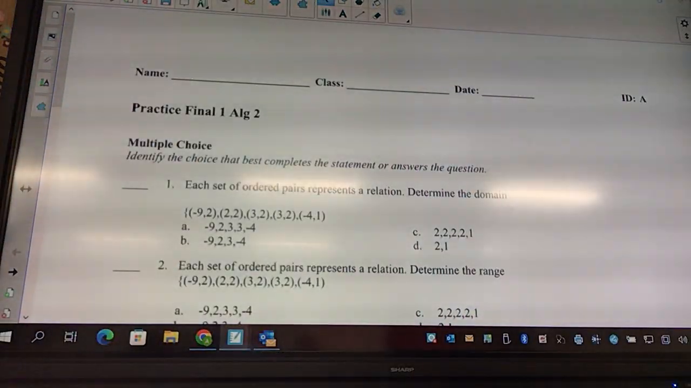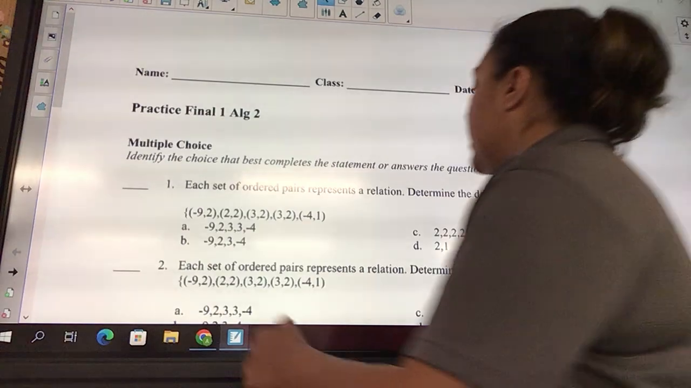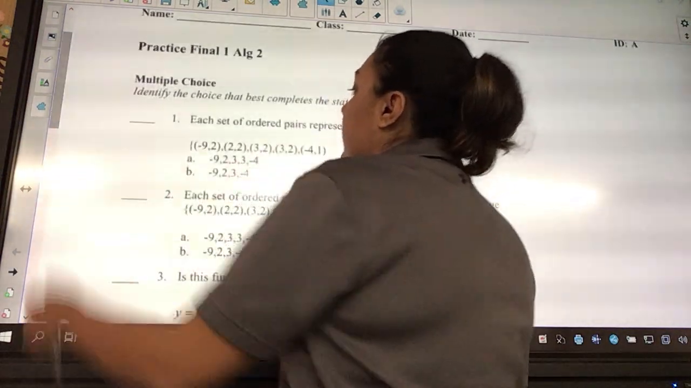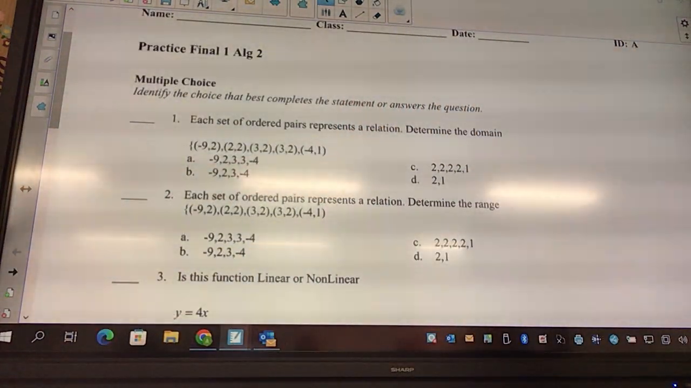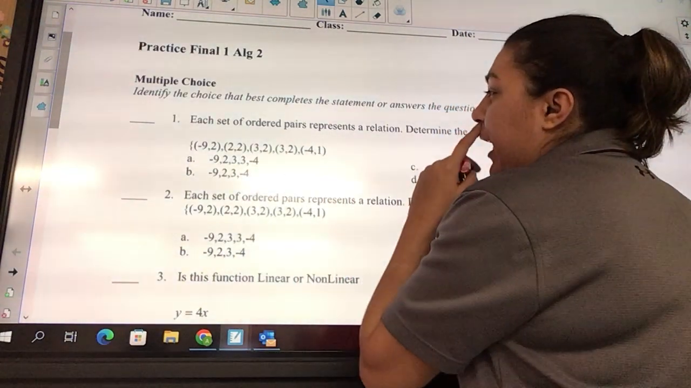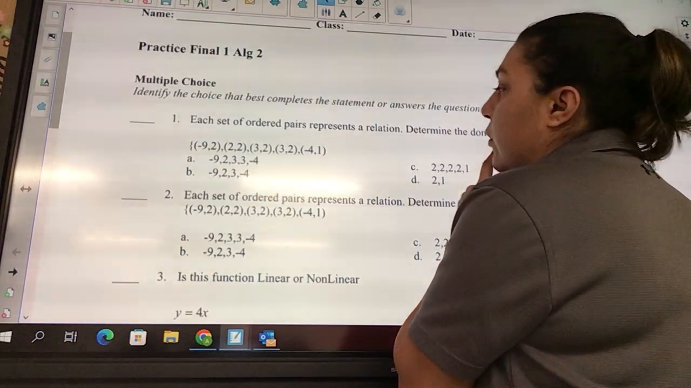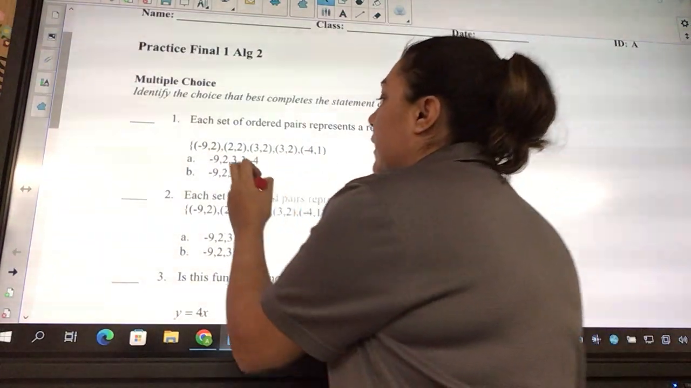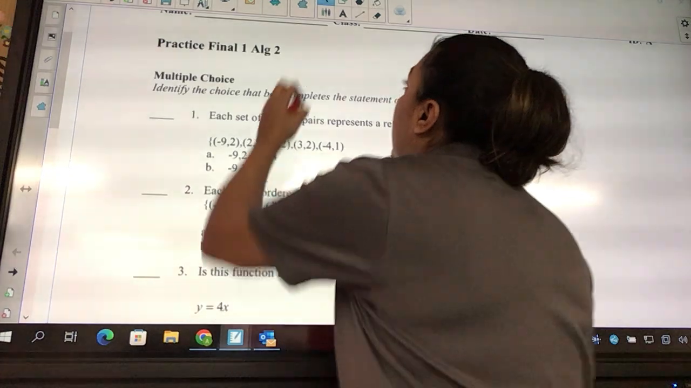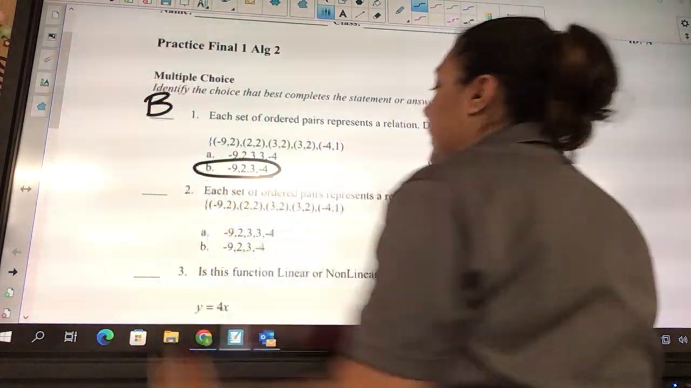Okay, look at number 1. It says, each set of ordered pairs represents a relation. Determine the domain. Which one of these is the domain? So it should be 9, 2, 3, -4, which is what? B. Why does A not work? It's got 2 3s. Okay, so number 1 is B.